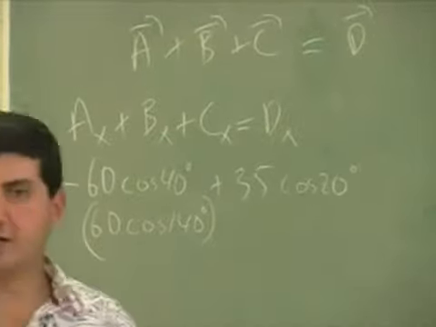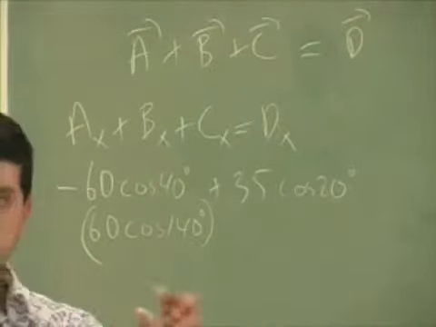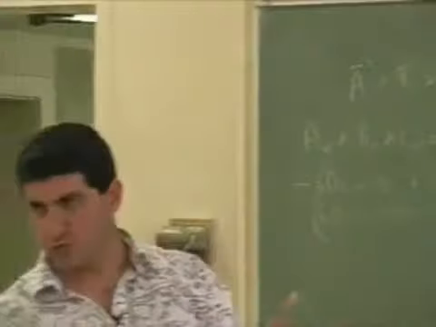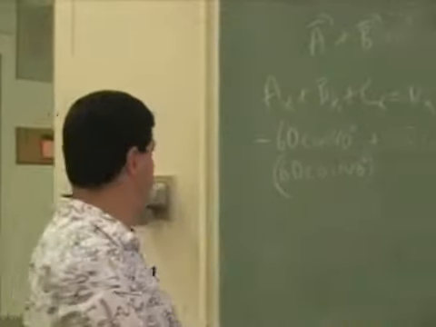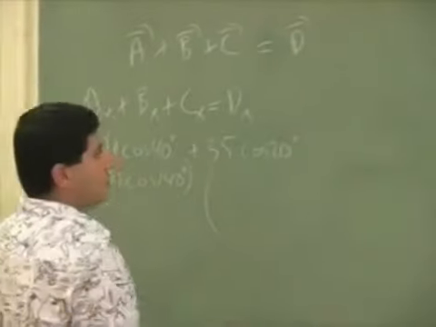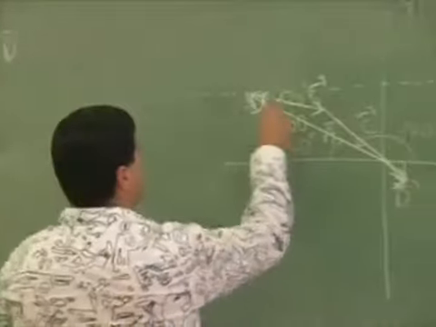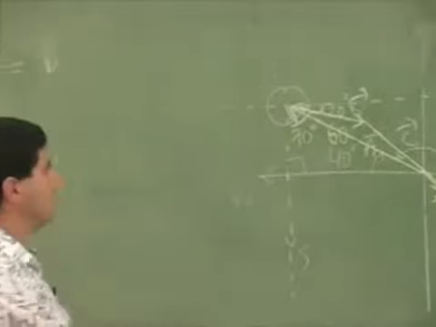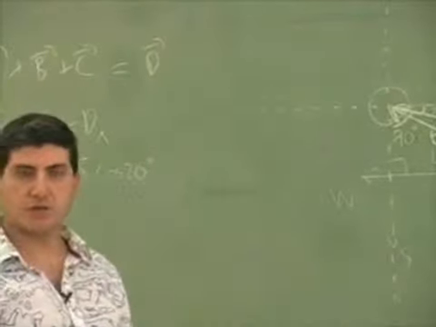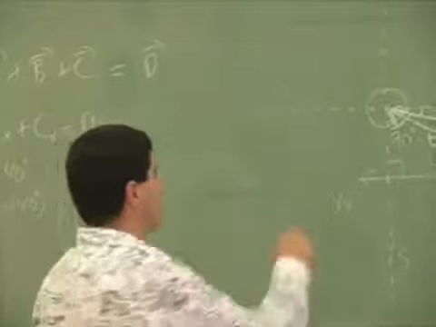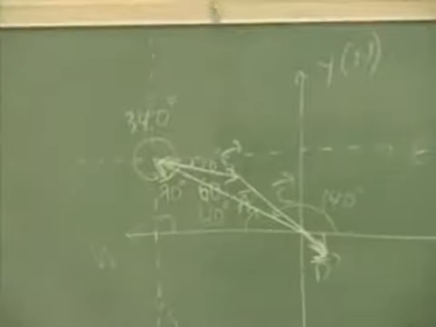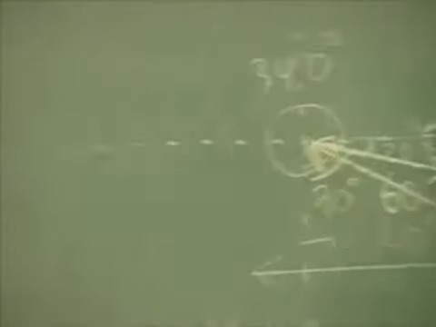Now notice there, I only used the 20, the missing little piece. What would be another way to calculate that? If I wanted to do the actual angle of vector b, what would that be? This whole thing, right? 340 degrees. So I could have done 35 cos 340.